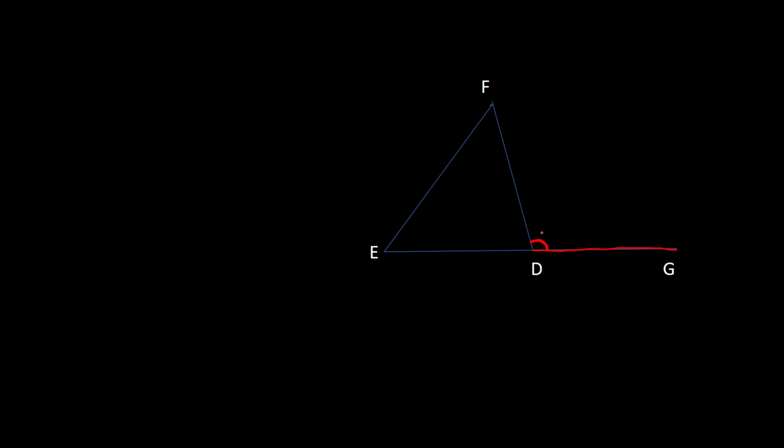So with this specific drawing, this angle outside of the triangle, right here, angle FDG, is what we call an exterior angle because it is on the outside of the triangle. So not EDG, but FDG.